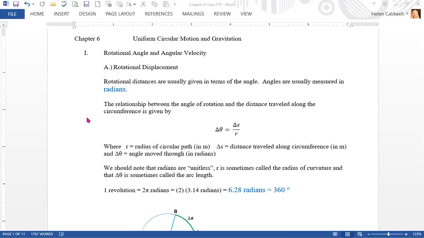The relationship between the angle of rotation and the distance it's traveled along its edge or its circumference is given by this equation. Delta theta is equal to delta S divided by R. Delta theta is the angular displacement. Delta S is the distance along the rim. And R is the radius of our circular path.